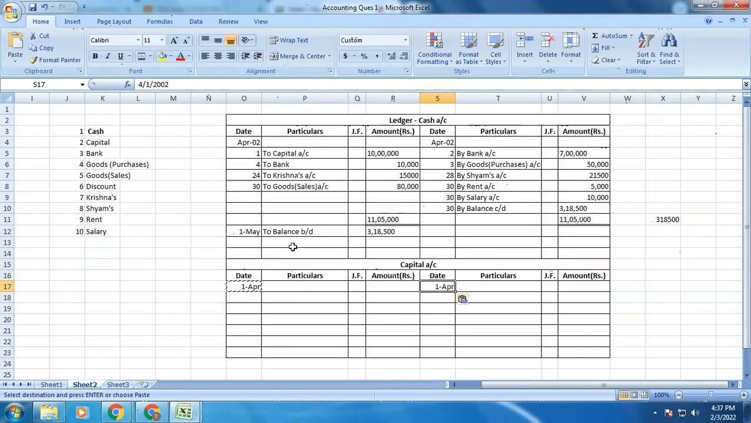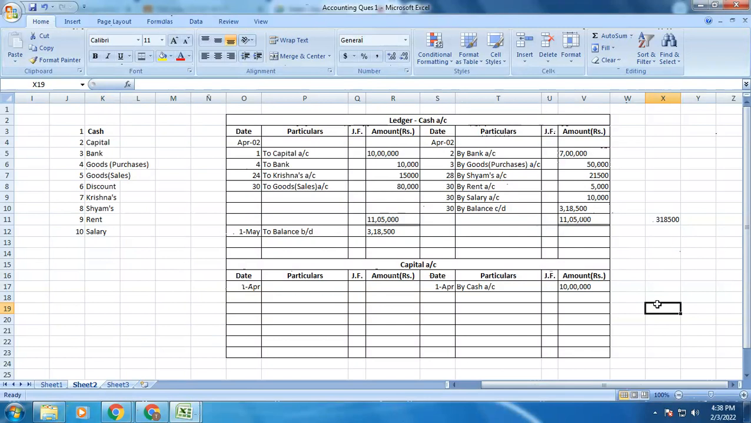सो यहां पर हम इंटरेस्टेड हैं कैपिटल अकाउंट में. सो बिकॉज कैपिटल अकाउंट इज बीइंग क्रेडिटेड, hence this transaction gets recorded on the credit side of the capital account as by the name of the debit account, that is cash account. So by cash account 10 lakh rupees, right? So this is the only transaction in the capital account in the whole month of April.